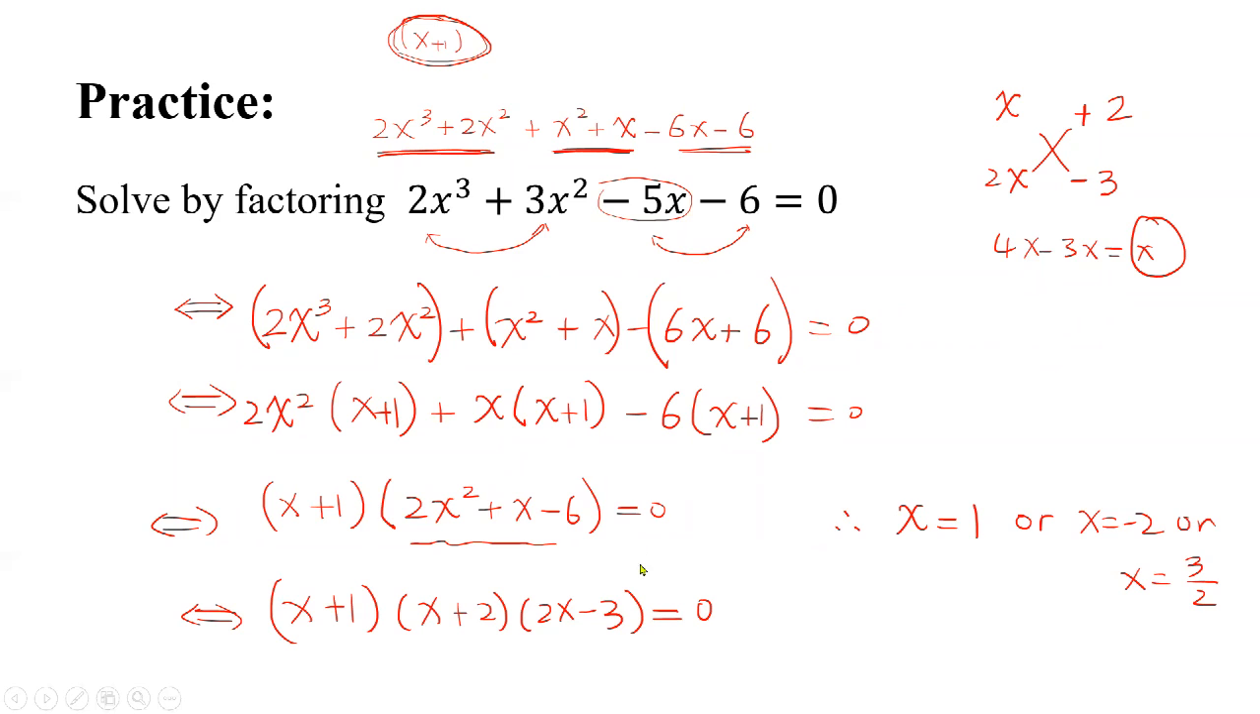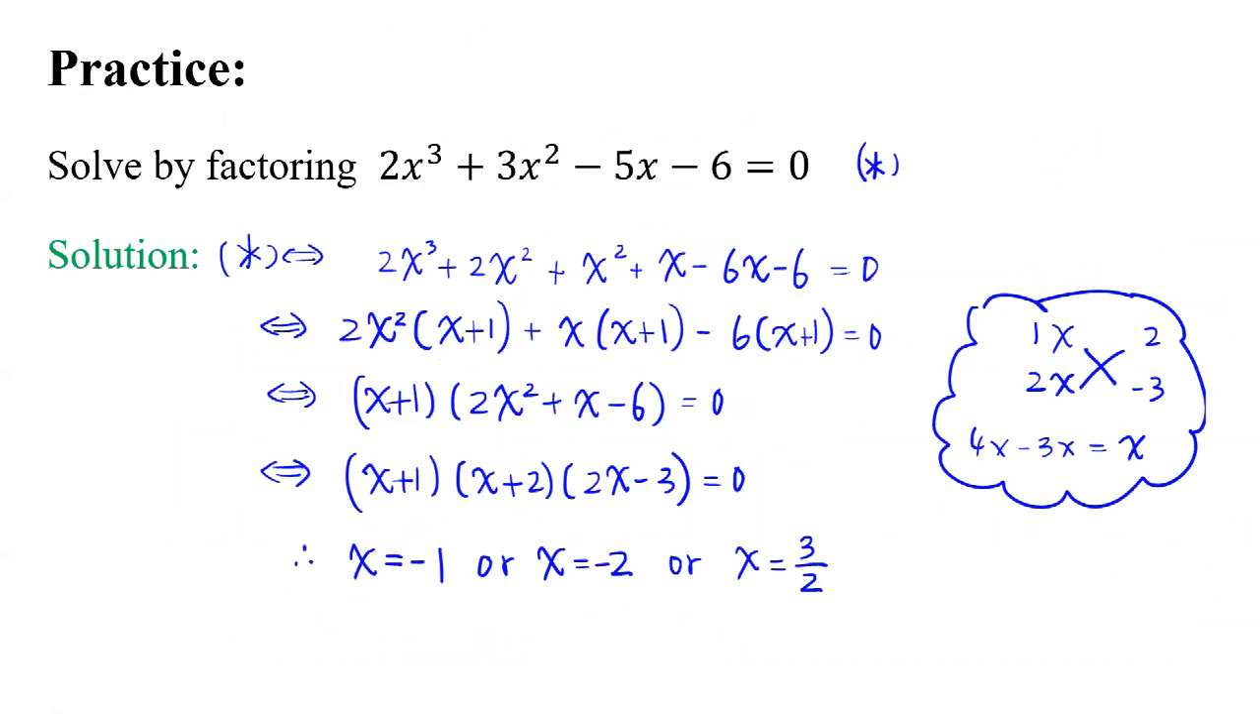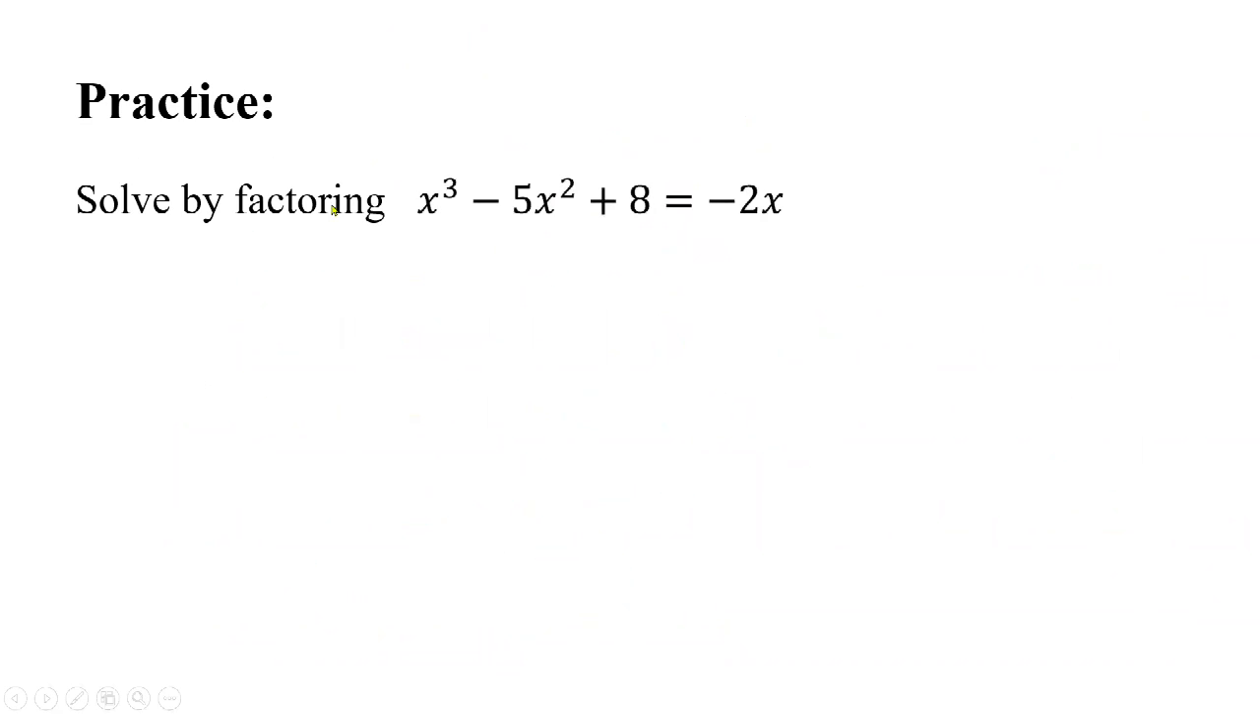Okay, please have a look at this. Any questions? Okay, if you don't have any questions, let's have a look at the next one. Solve by factoring x cubed minus 5x squared plus 8 equals minus 2x. Okay, I'll give you 3 minutes to think about this.